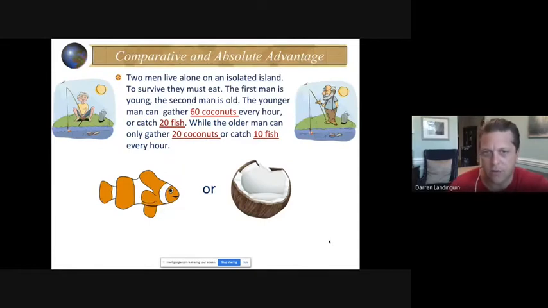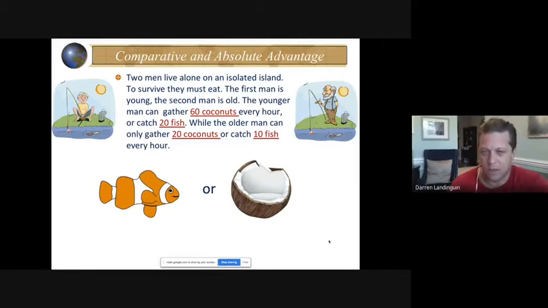Okay, so we're going to start off today by looking at the very common scenario that a lot of times is presented in textbooks. You've got basically two guys living on an island alone, a young man and an old man. And of course they have to survive, right? So they've got to figure out a way to do that. The young man is faster, right? He can do everything a little bit faster. The old man is older, slower.